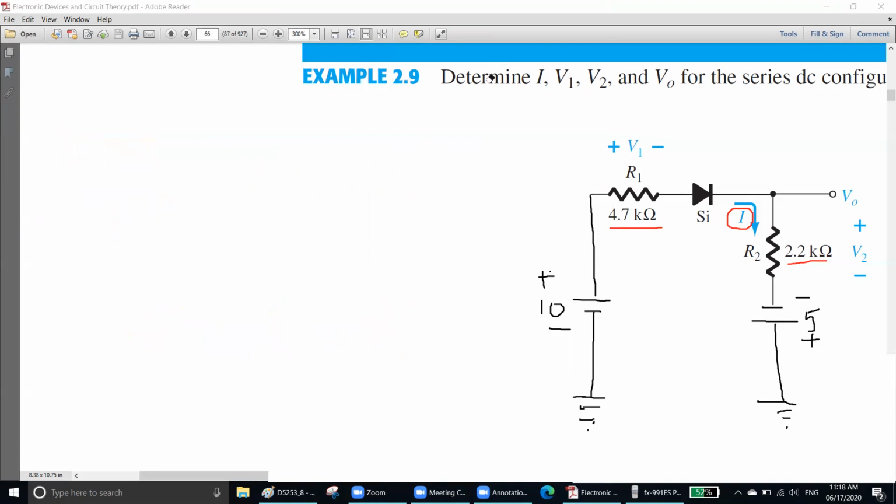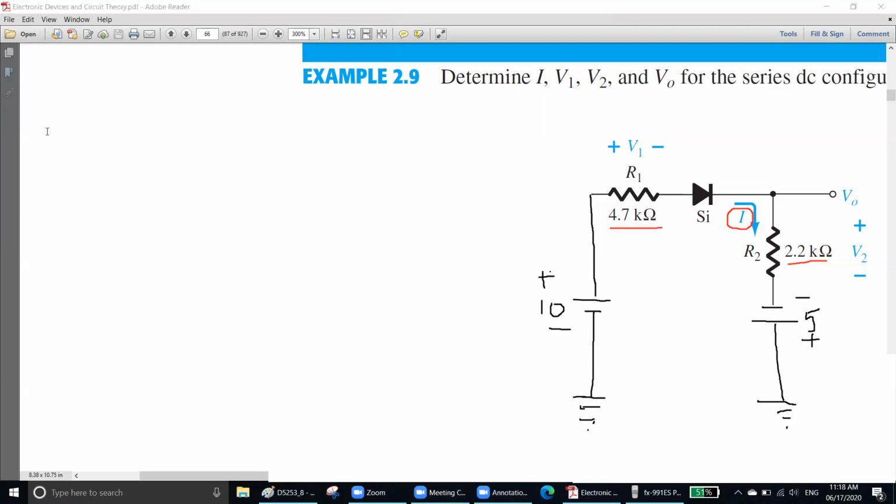Now we will find out the voltage of V1, V2, and VO. V1 is a point voltage. That means the voltage of the resistor. Can you see that? It is the voltage of the resistor. Now, the voltage of the resistor will be I into R. We already know the value of I. We know the value of R. So find the voltage of V1.